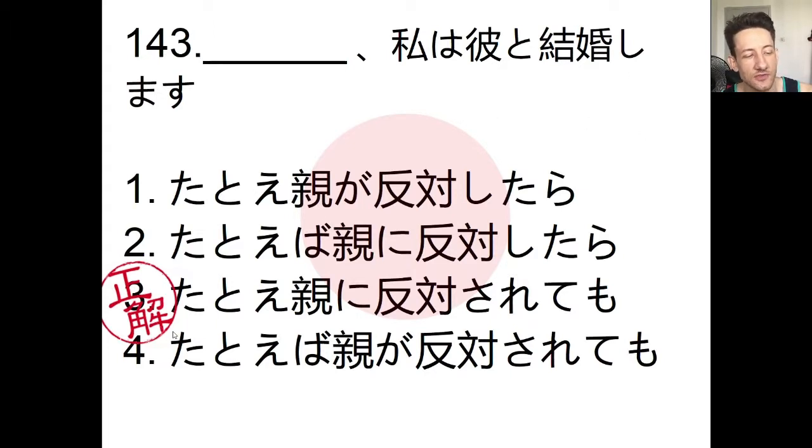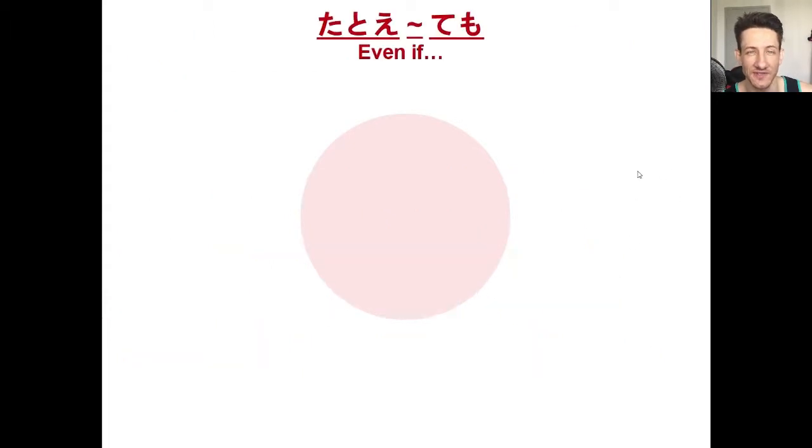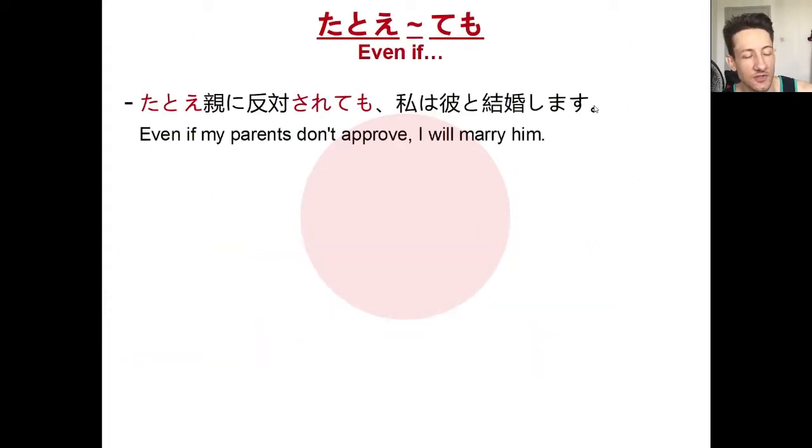So we're going to take a closer look now at using this たとえ and でも to express like even if, right? Just like we saw in our example sentence here, it says たとえ親に反対されても. So 反対する means like to be against or to go against something. So 反対されても, even if someone goes against me, 私は彼と結婚します. I'm still going to marry him. I'll marry him anyway. Here's another example.